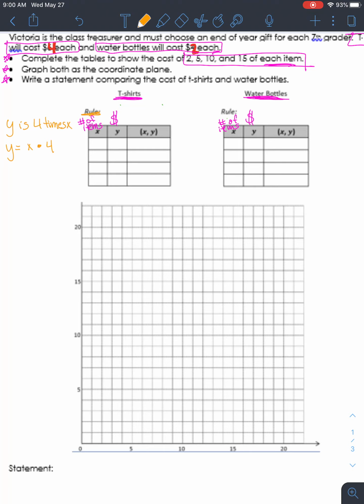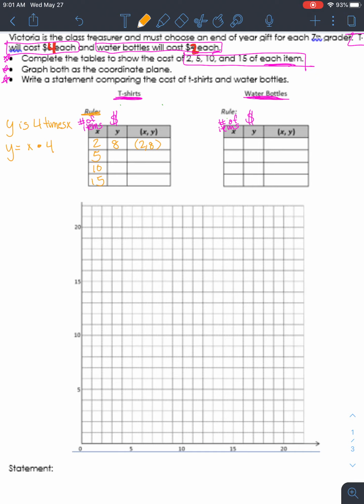All right, and let's fill in the actual values for the t-shirts. So they want to know how much you're going to spend for 2, 5, 10, and 15 of the t-shirts. And your rule is times 4. So each time I'm going to multiply X by 4. 2 times 4 would give you 8. So I know for the first one, if I bought 2 t-shirts, I would spend $8. And make sure you have your ordered pair.